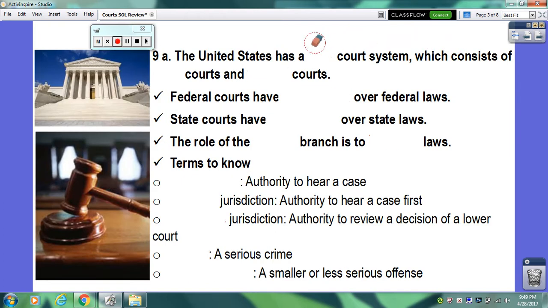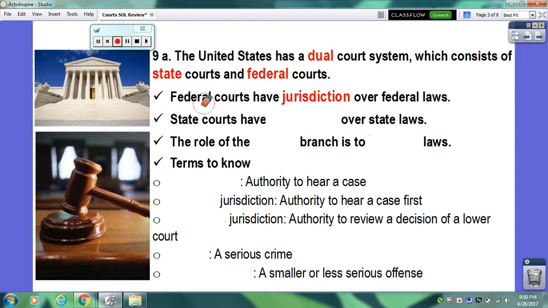So to begin here, the United States again has a dual court system, which consists of state courts and federal courts. Both are going to have their own system. So federal courts have something called jurisdiction over federal laws. And I'll give you the definition for jurisdiction in just a minute. But for the most part, federal courts are only going to deal with any kind of laws or cases that are on a federal level or beyond a state level.